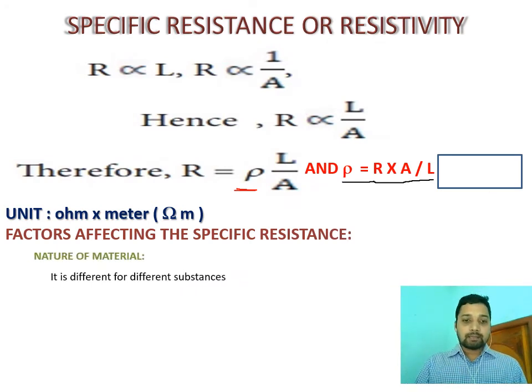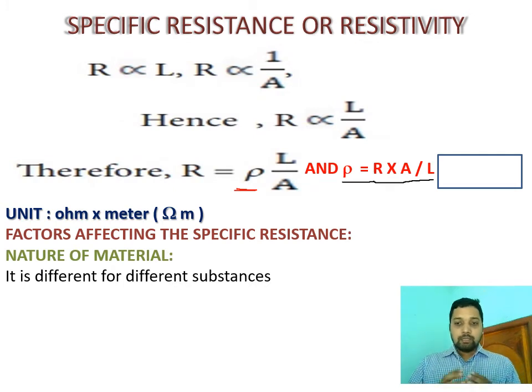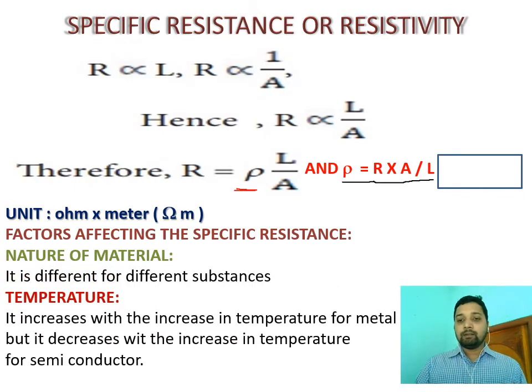Resistivity depends first on the nature of the material, because different substances provide different amounts of resistance. So resistivity is low for metals but high for non-metals. It also depends on temperature. With an increase in temperature, the resistivity of a metal increases, meaning resistance increases, but it decreases with an increase in temperature for semiconductors, metalloids like arsenic, antimony, bismuth, silicon. With the increase in temperature, their resistance decreases.